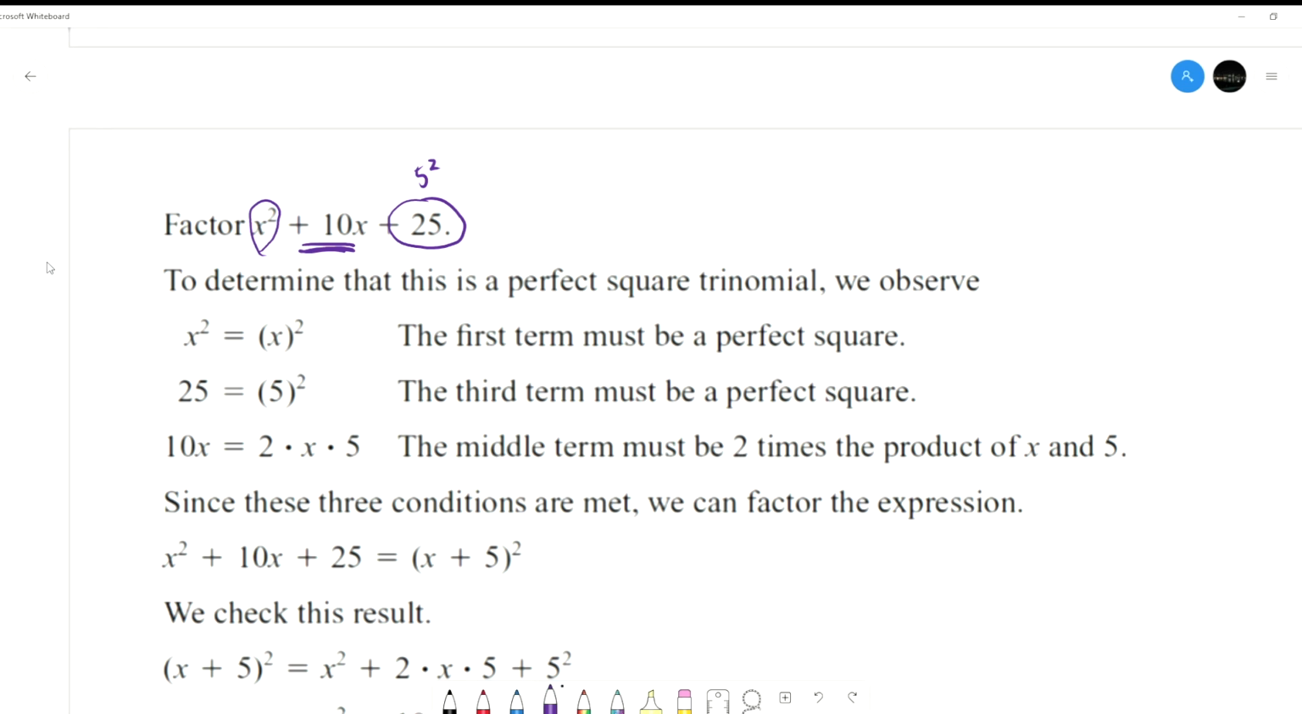The way you test it out is you take 2 times the first factor, x, times the second factor, 5, right? And if this comes out to the middle number, the middle term, that means this is a perfect square trinomial. See that? 2 times x times 5. This first number is always a 2. Because if you recall, it was 2ab from our formula, right? So this is actually a perfect square trinomial. That means this will always factor to x plus 5, the first plus the second, and then squared.